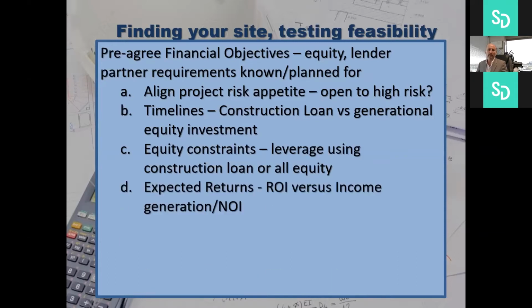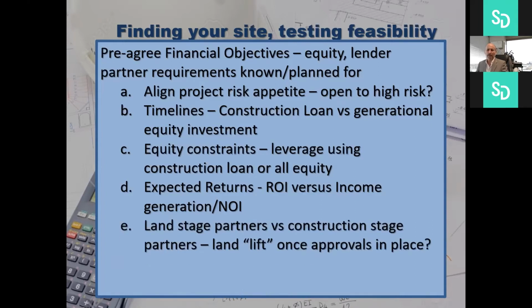And your expected returns, your ROIs. Most developers we see use ROI as a way of gauging the success of the project. That would be the profit over the total cost. But in some cases, it's more about what income's been generated. So what's your net operating income from a leasable building, leasable commercial, leasable residential project? What net operating income can you expect on an annual basis? And that as a percentage of your investment is how you would rate your returns.